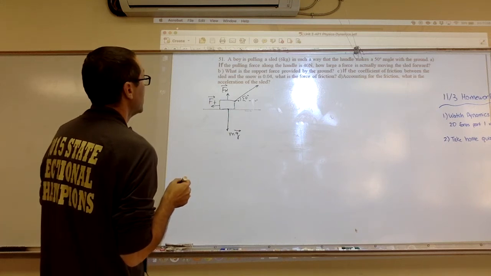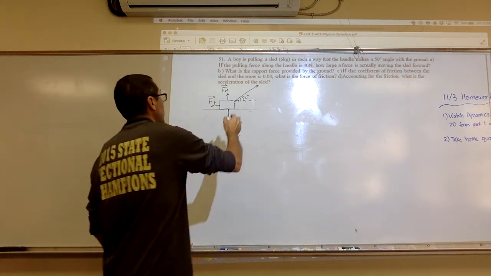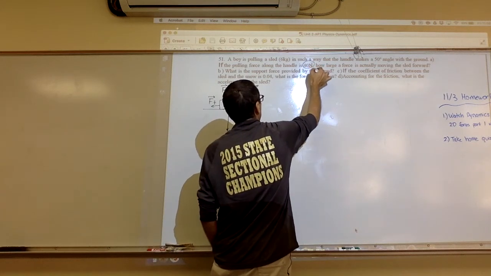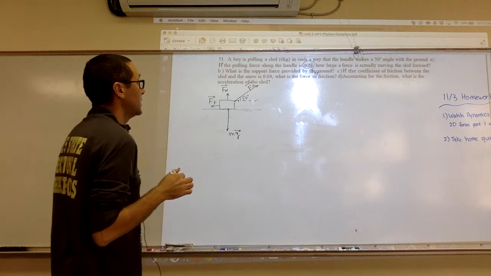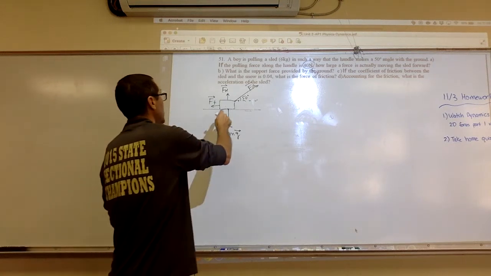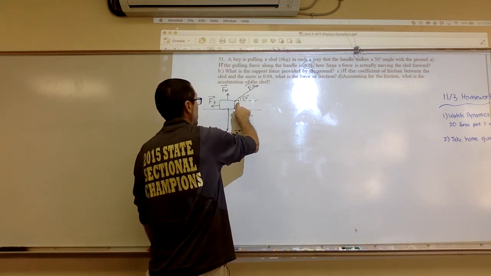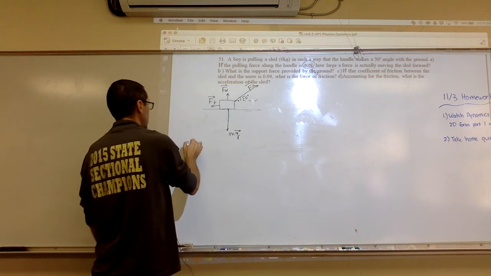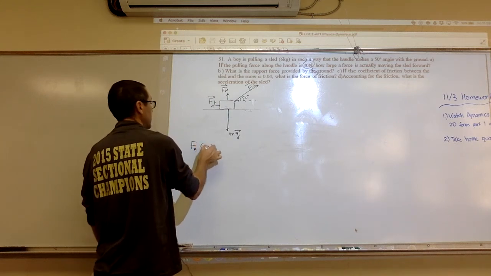If the pulling force along the handle is 40 newtons, so my applied force is 40 newtons. Okay, how large is it? How large a force is actually moving the sled forward? So they're looking just for, well, what part of Fa is helping you move forward? So that's just going to be, you have to do Fa cosine of 50 degrees.